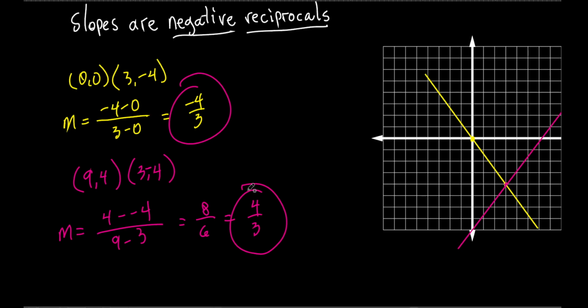Are they perpendicular to each other? Why no? Well, one's negative, one's positive, so we got our negative part correct. What's the only thing? They're not reciprocals of each other. That's right. They're not reciprocals. So are these perpendicular? No. So we write not perpendicular. Do you know that's a symbol for perpendicular?